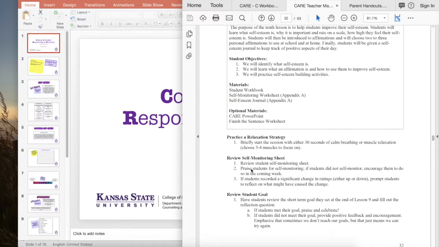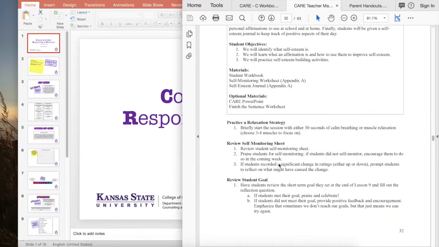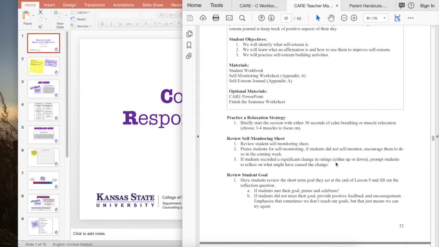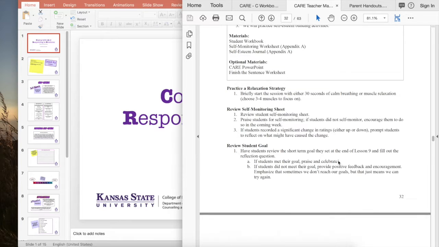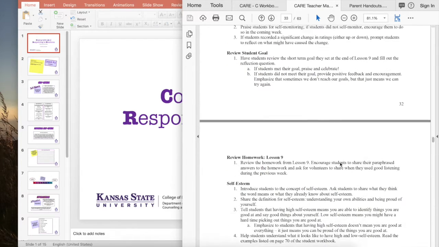Once that's done, go ahead and move on to reviewing the student goal that students set at the end of lesson 9, so have them turn to that page in their student workbook and fill out the reflection question. And if students met their goal, make sure you praise them and celebrate with them, and if they didn't, that's okay. Emphasize that sometimes we don't reach our goals, but that just means we can try again.